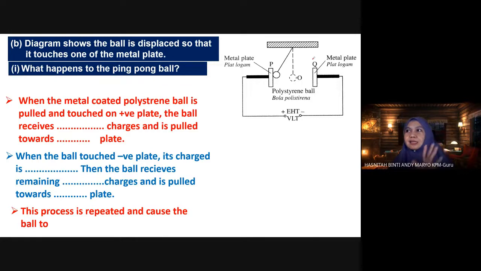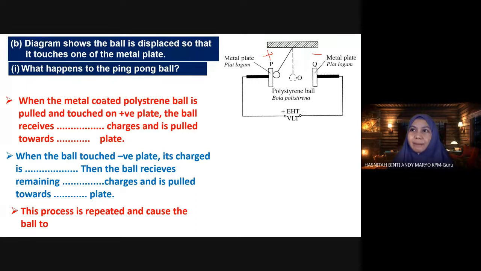Now we have the second situation. The ping pong ball, now we bring it to metal plate P. We displace it to metal plate P, pull it to metal plate P and then release. When you release, what happens to the ping pong ball? The diagram shows the ball is displaced so that it touches one of the metal plates. Remember just now P is the positive plate, and Q is the negative plate. So what happens, students? This is how we can write the observation.